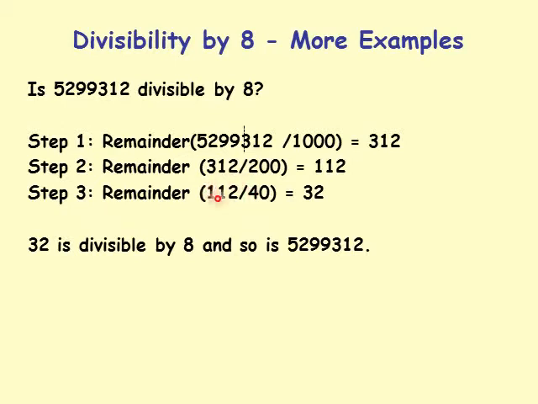Then we divide by 40. 112 divided by 40, the remainder is 32. 32 is divisible by 8, and so is the number 5299312.